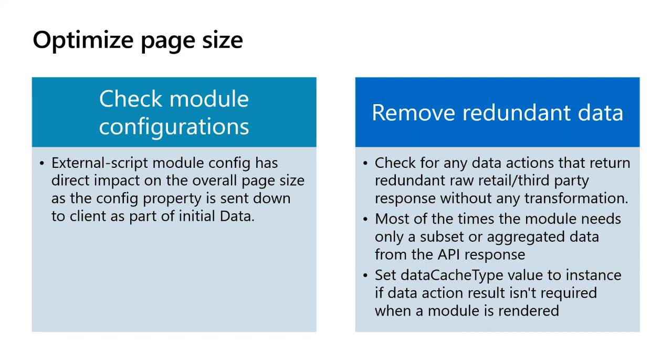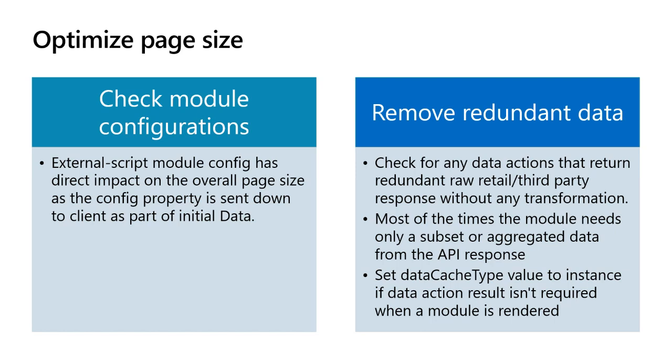There are some options or configurations to further reduce the size of the data action payloads that are sent to the client browsers. If a data action result isn't required when a module is rendered, you can set the data action's data cache type value to instance to prevent the data action output from being sent to the client. This approach is useful when a module's parent data action calls a child data action, because modules require only the parent data action result. That already includes the child action results.